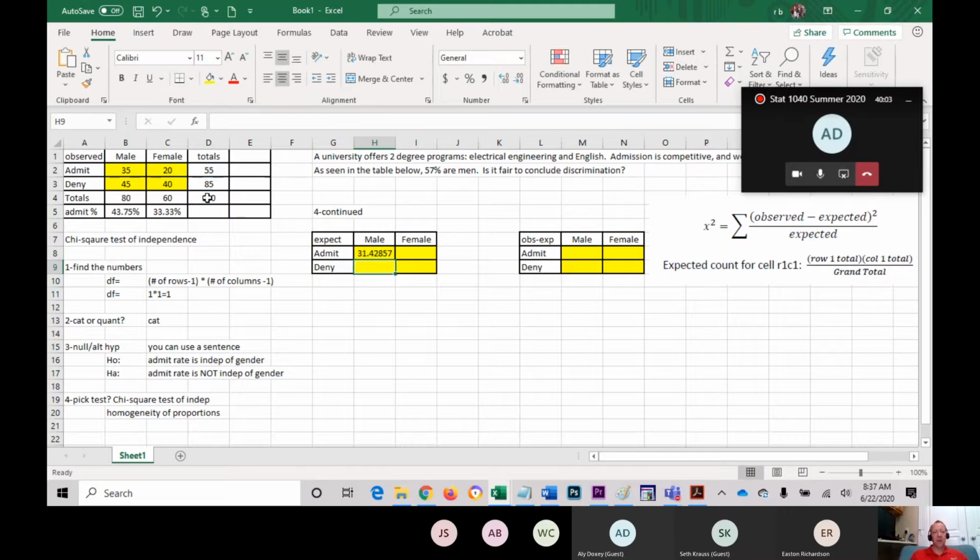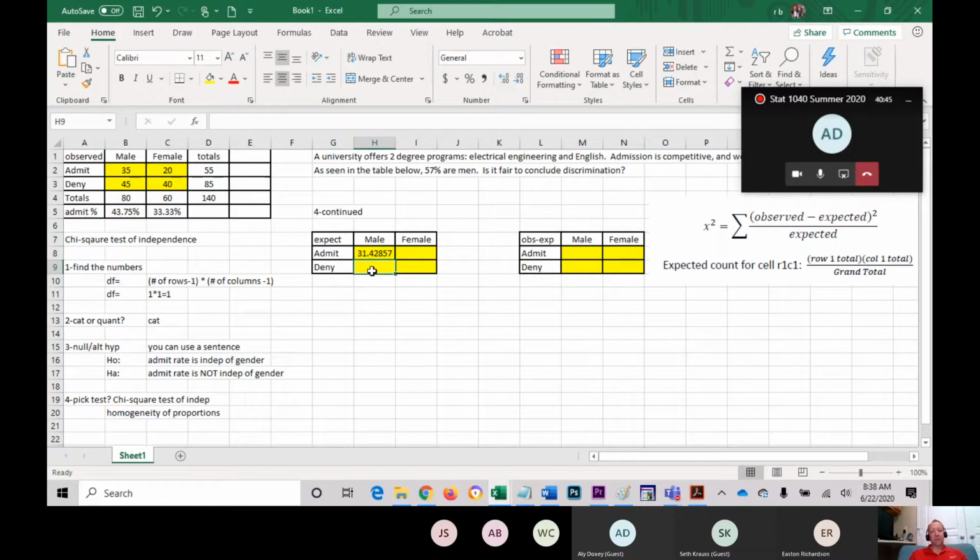Basically, here's what this means. Under the null hypothesis, we are saying that the admission rate is independent of gender. If it were independent of gender, if there was no difference between genders, we would have expected 31.5 males to be admitted. Obviously, we can't admit half a male, but anyway, we admitted 35 males. So we should have only admitted 31.5. So the question is, is 35 close to 31.5, or is it too far away? We'll talk about that in a minute.